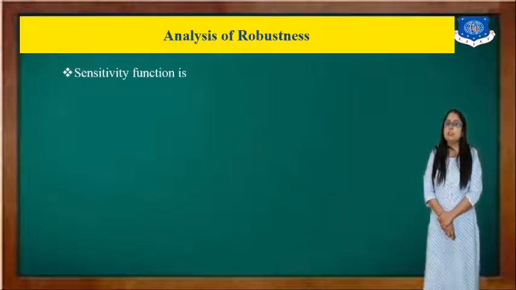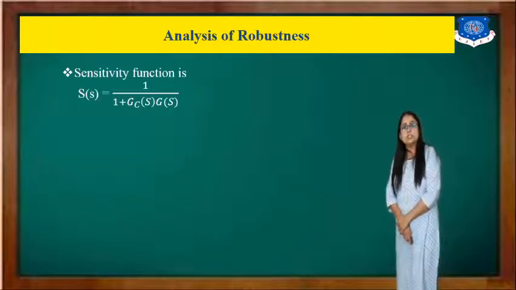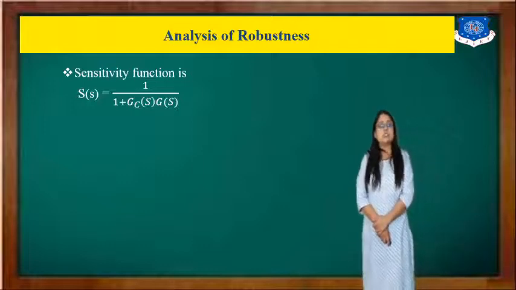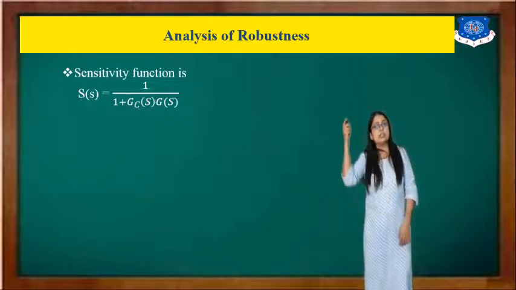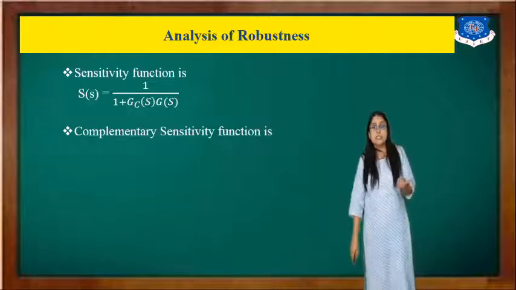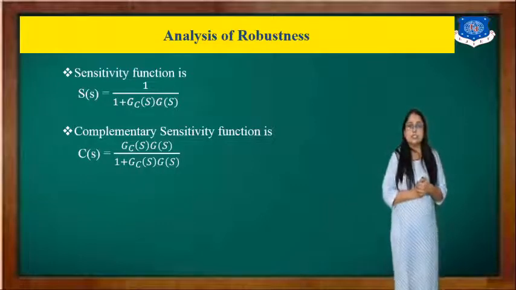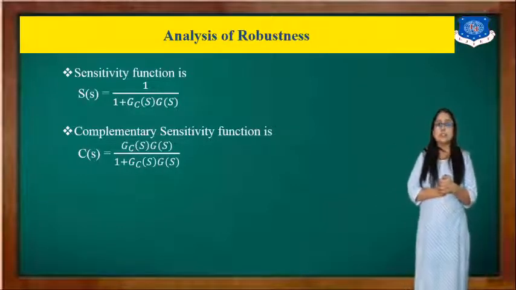Now, see, the sensitivity function is what? It's 1 upon 1 plus Gc of s into G of s. You just recall that sensitivity of the closed loop system. Now the complementary sensitivity function is what? It's Gc of s into G of s upon 1 plus Gc of s into G of s.